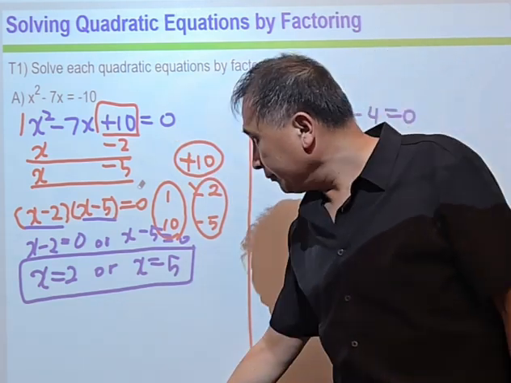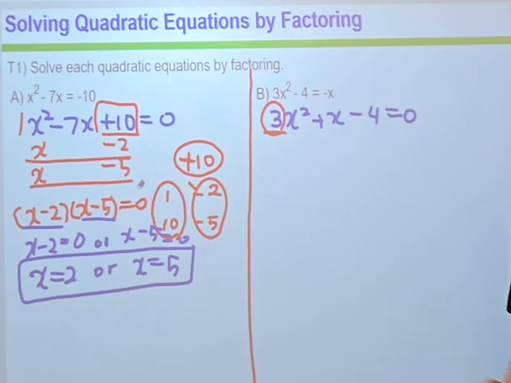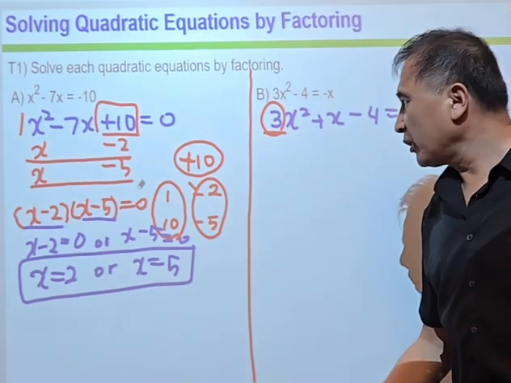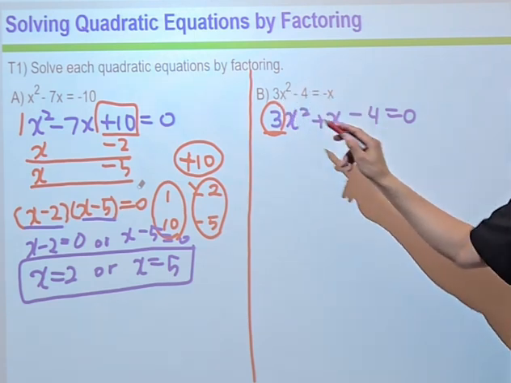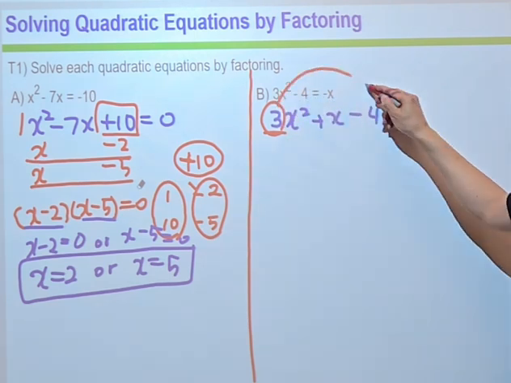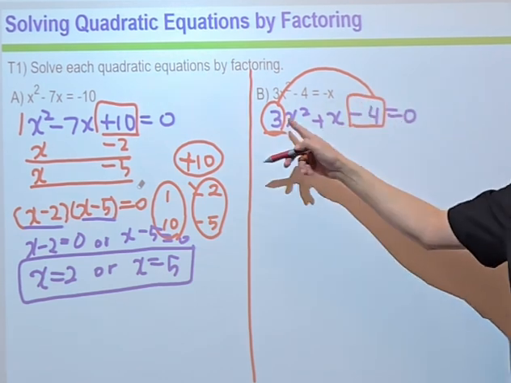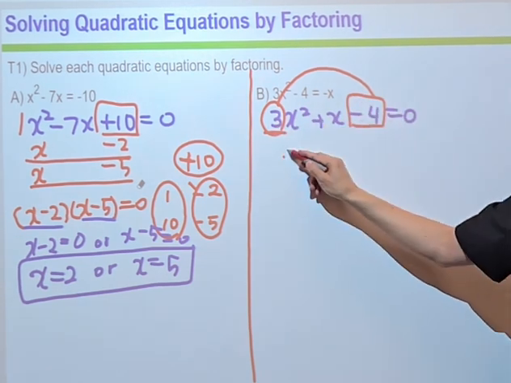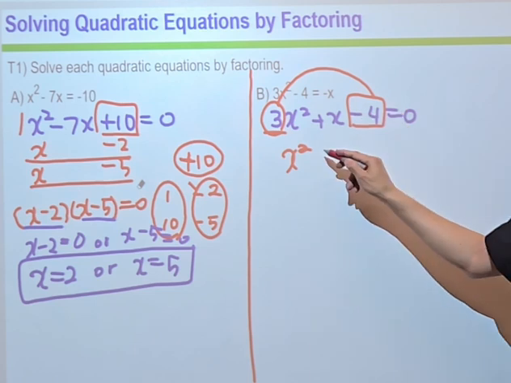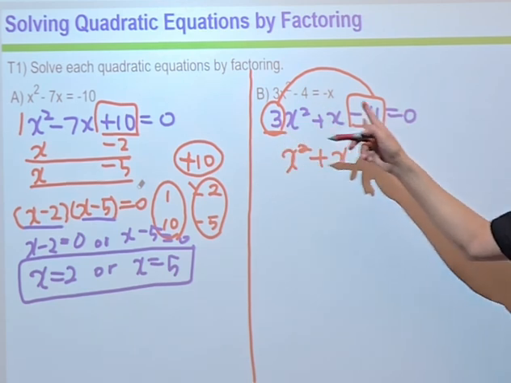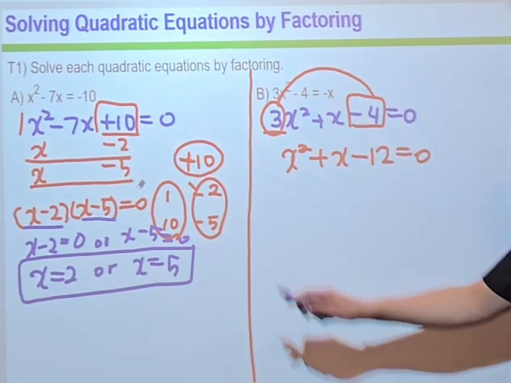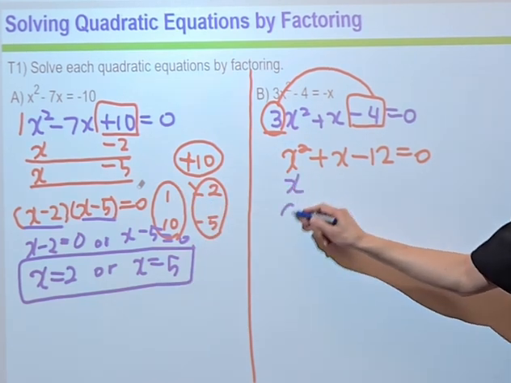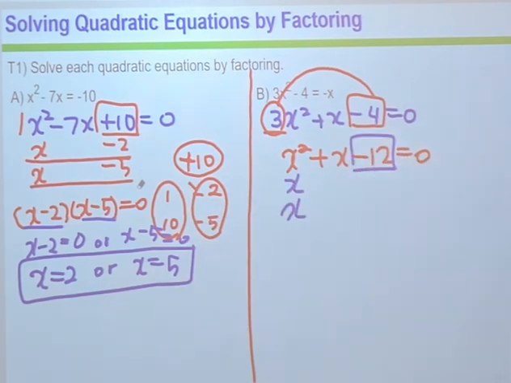Okay, how about when the leading coefficient is not 1? This is 3. There are several ways, but I want to show you the easiest way now. Let's make this leading coefficient 1. The constant right here, negative 4, I'm going to multiply by this 3. So I give this 3 here: x squared and x, and 3 times negative 4 is negative 12. Now the leading coefficient is 1, right? Then we can factor easily the same way. So x here, and negative 12 is the constant term.